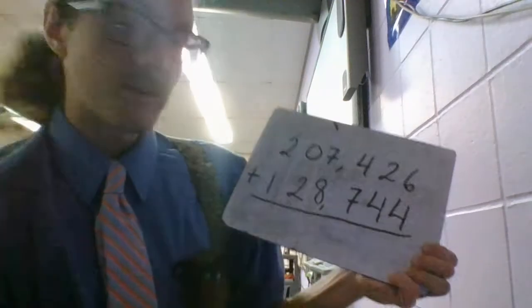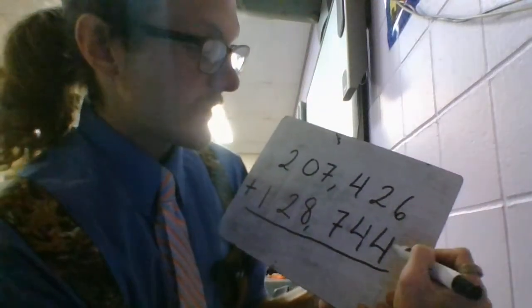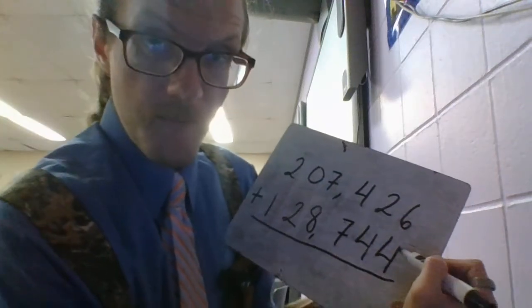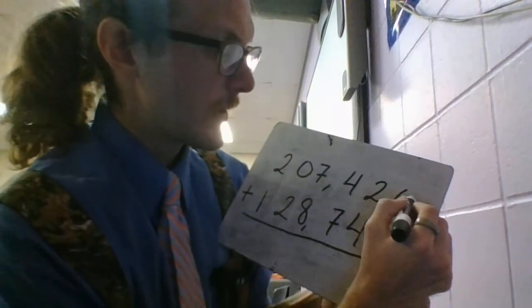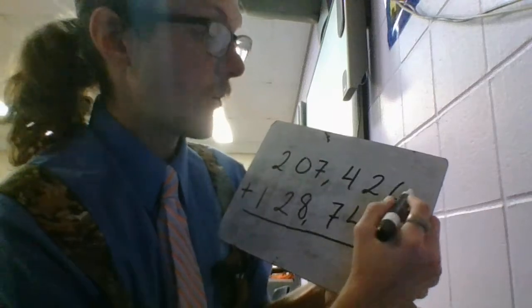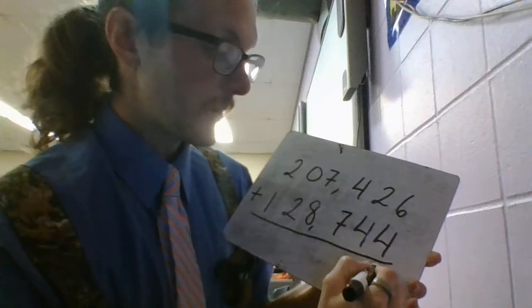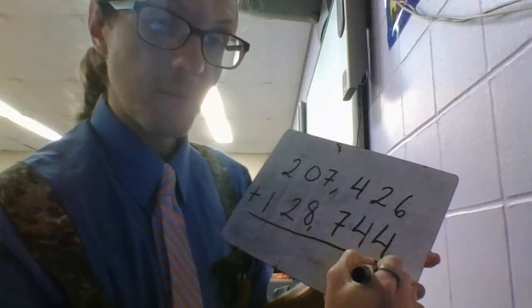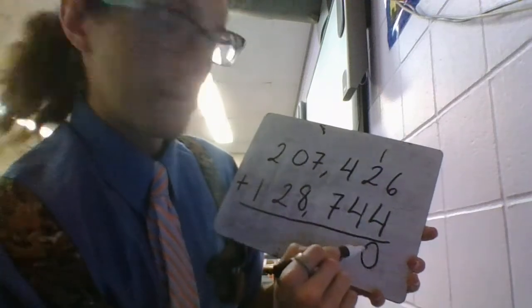Draw a line underneath. And tell me what we're doing. We're adding. Starting in the ones place. Always. 6 plus 4 equals what? 10. You're right. So when you have 10 of something, you can bundle. So we're going to put our 0 here and our 1 up here. See, 1, 0, 10.